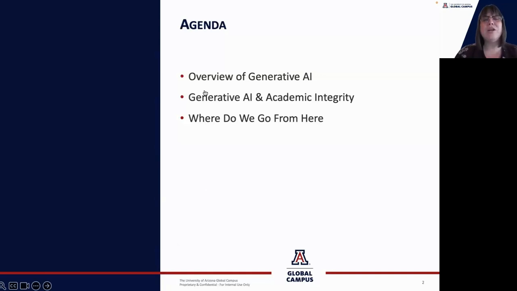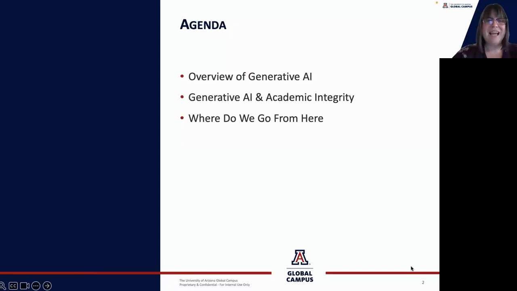Next, talking about generative AI and what that means for academic integrity, because that obviously is a big thing when we talk about this from a faculty perspective, but also from a student perspective. What are we seeing? What can we do? What are the strategies and things that you can do? And then Nate will sort of finish up with where do we go from here? So once we've looked at all of these pieces, where do we go from here? Which then leads into our next sessions.